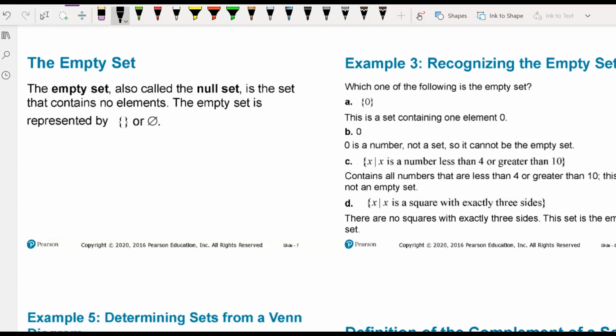The first one is not empty. It has 0 in it; it contains the element 0. B is 0, so it's a number, so it can't be an empty set. The next one says x is less than 4 and greater than 10, so that's the set of numbers from 4 to 10. And then D would be our empty set, because squares have 4 sides and not 3. So that's why it's the empty set.